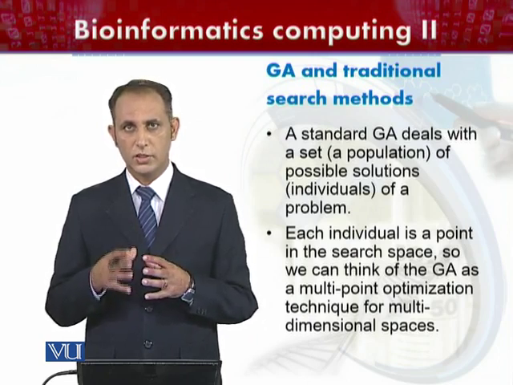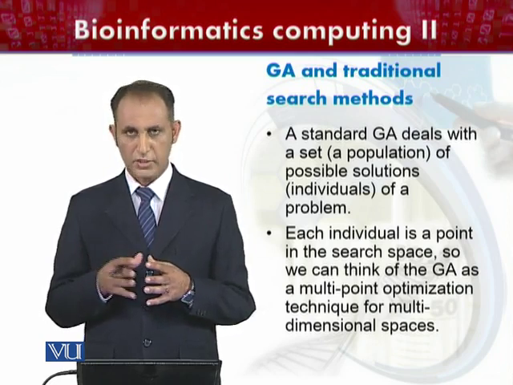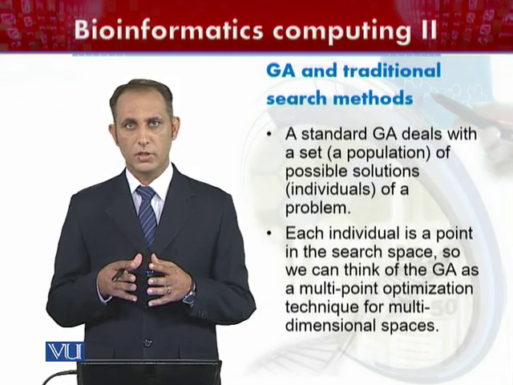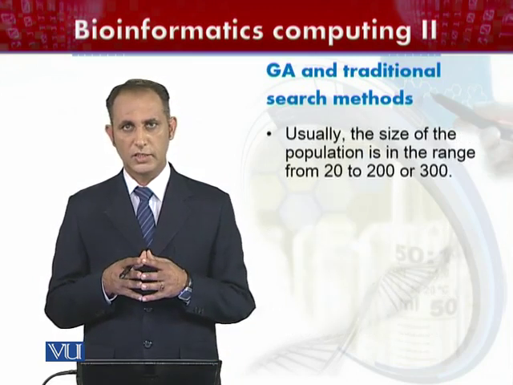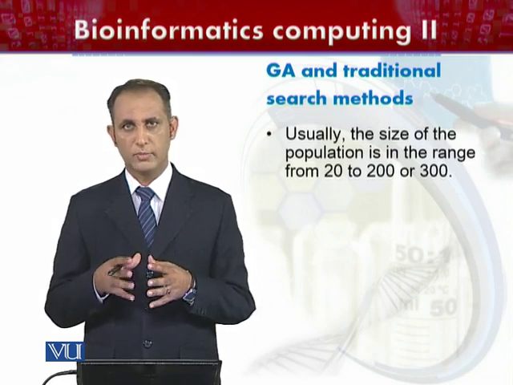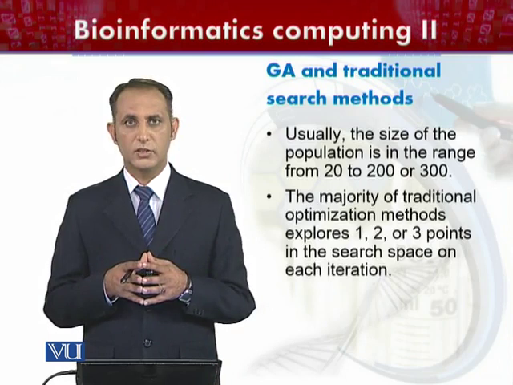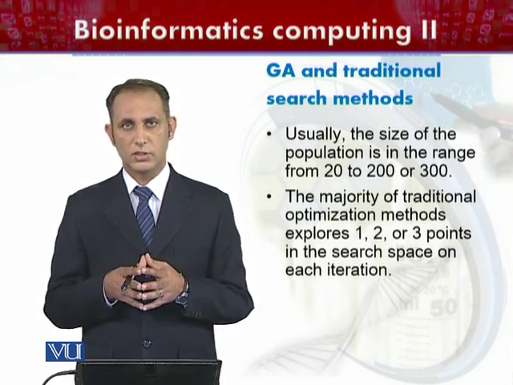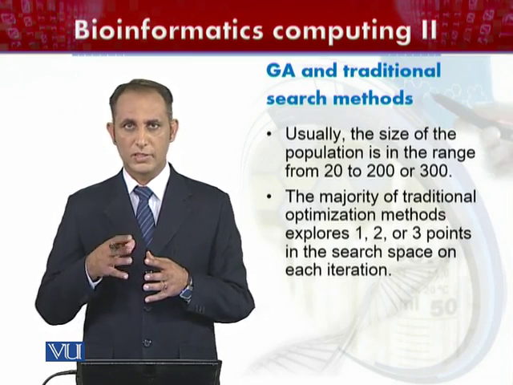So we can think of the genetic algorithm as a multi-point optimization technique for multi-dimensional spaces, while the traditional methods are unable to deal with this multi-point optimization, because at their maximum they can deal with just a few points. A genetic algorithm's population size usually ranges from 20 to 200 or sometimes up to 300, or sometimes more than 300, while the traditional search method can go up to a size of 1 or 2 or 3, not more than these. So this is a very big difference between traditional and genetic algorithms in the size of the population.